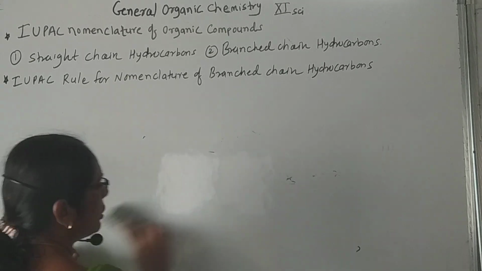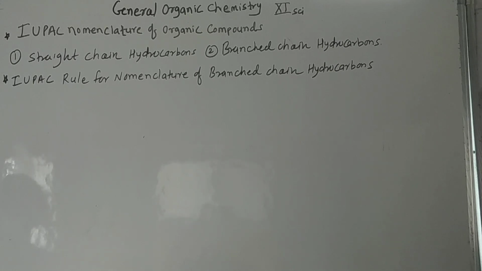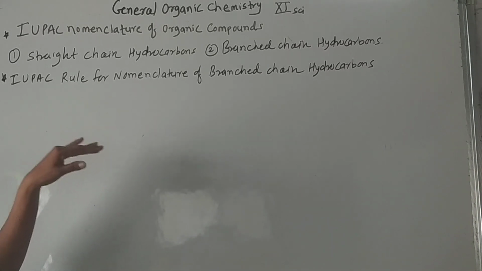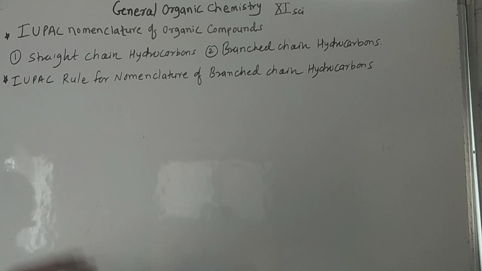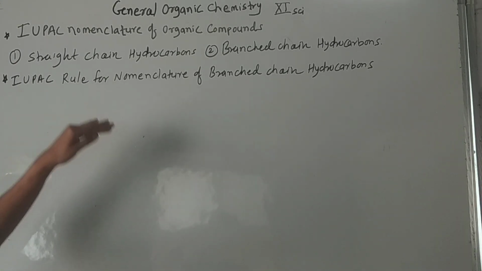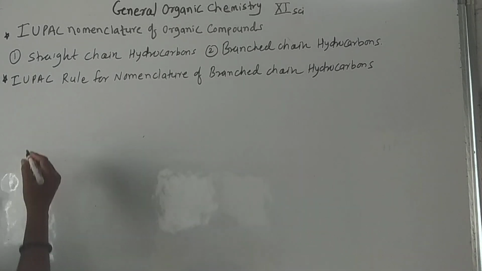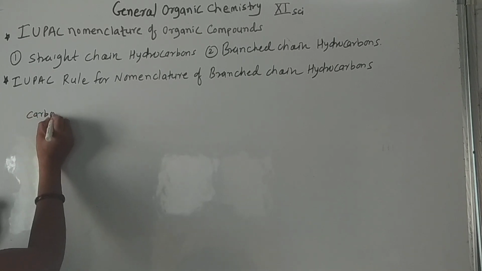Now in today's session, we are discussing the IUPAC nomenclature of organic compounds. For deciding the IUPAC nomenclature of the organic compound, we require the IUPAC rules. Before we discuss the general IUPAC rules, we look at what straight chain hydrocarbons and branched chain hydrocarbons are, and then discuss the IUPAC rules of nomenclature of branched chain hydrocarbons. First, we consider the straight chain hydrocarbon, where we consider the carbon number.